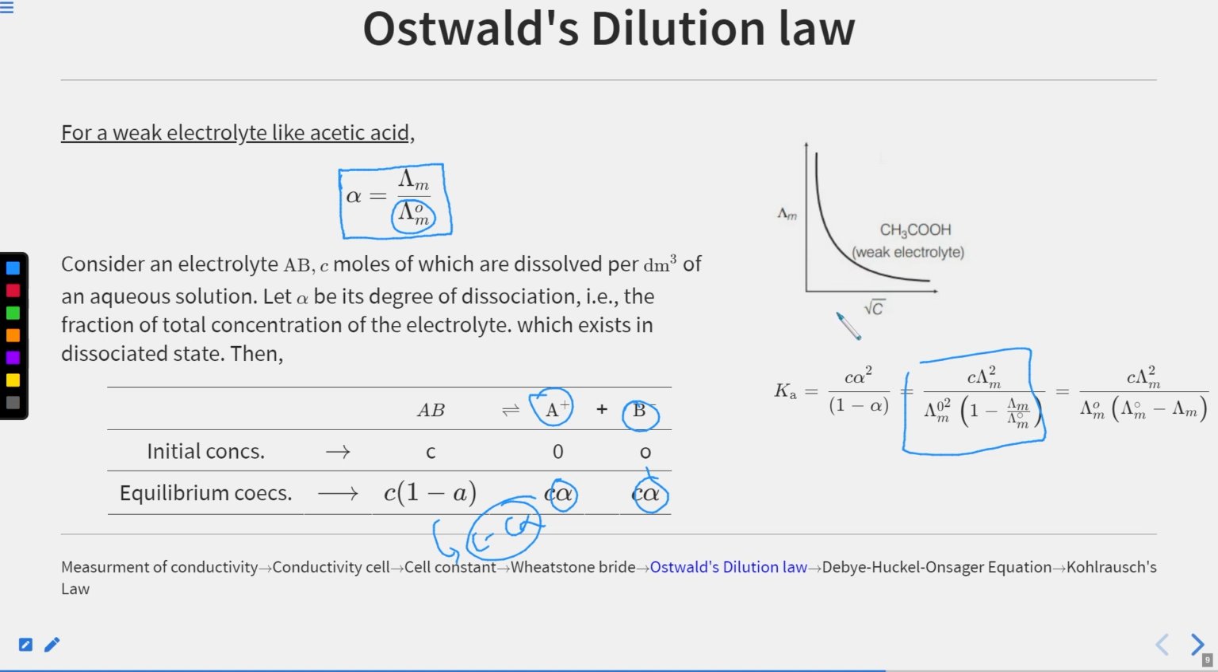So this was mainly for our weak electrolyte. Why? Because weak electrolytes have alpha, that is the degree of dissociation. Strong electrolytes do not have any such boundaries. It is completely dissociated. So this is only for weak electrolyte.